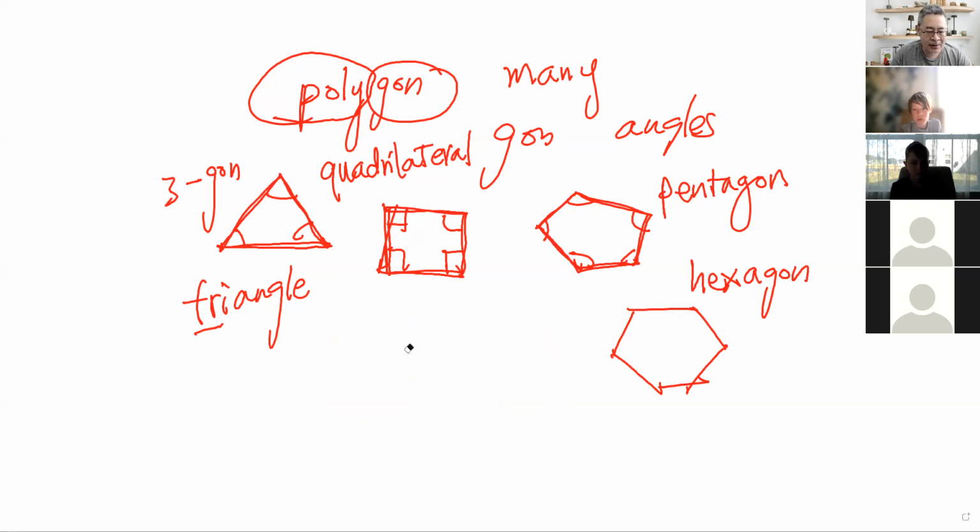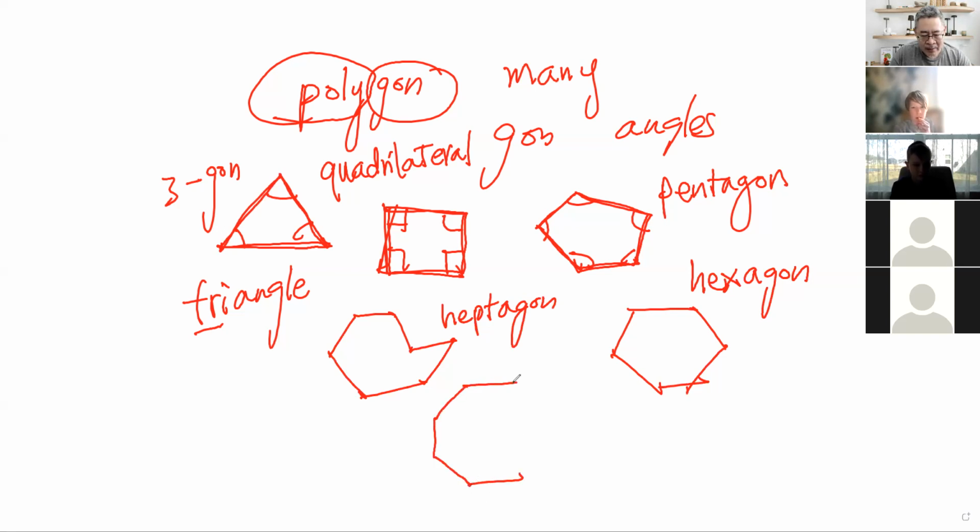And if you've got seven sides, that's called a heptagon. So 1, 2, 3, 4, 5, 6, 7. Kind of a weird one, but it still has seven sides. That's called a heptagon. And then, of course, we've got the octagon when we have eight sides. 1, 2, 3, 4, 5, 6, 7, 8.